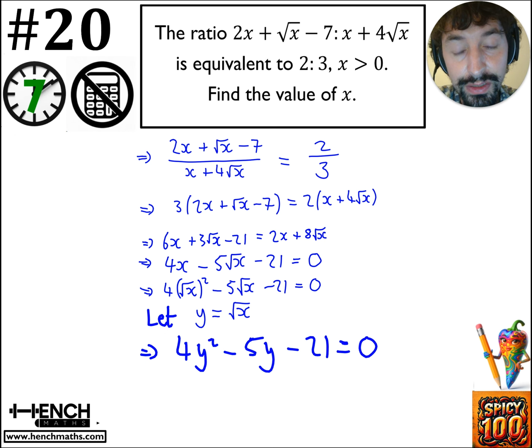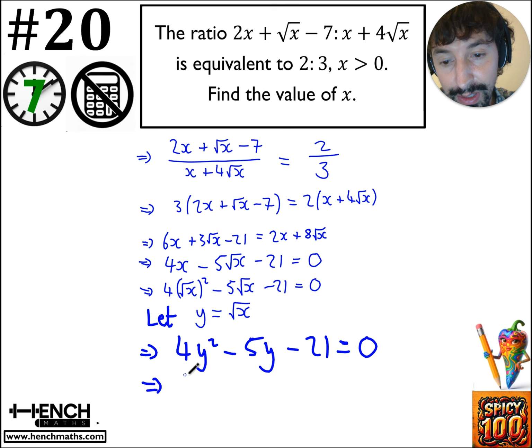Now it's a non-calculator, so we could potentially do the quadratic formula, but I think we should have a go at factorising it. So I can see here that we've got 21, so that's 21 and 1, 7s and 3s. We've got 4y squared, so that could be 4y and y. So let's just try and think. If we had 4 times 3, that's 12, and 1 times 7. And so actually we can use that.